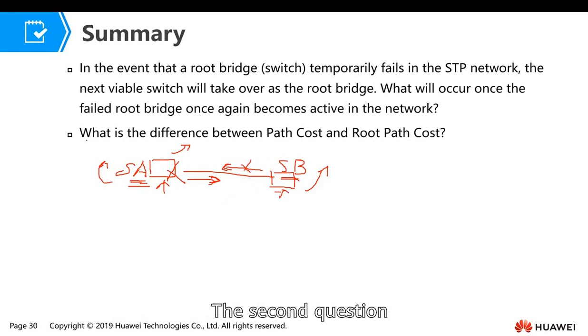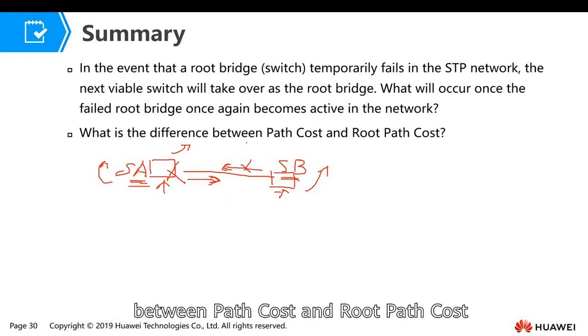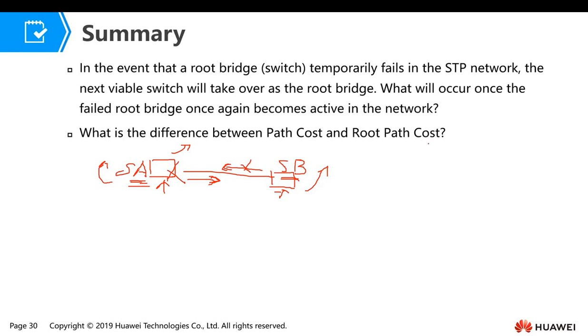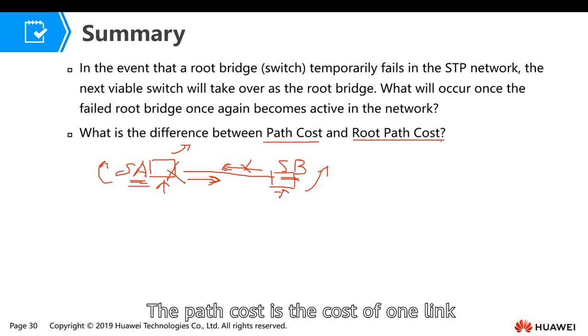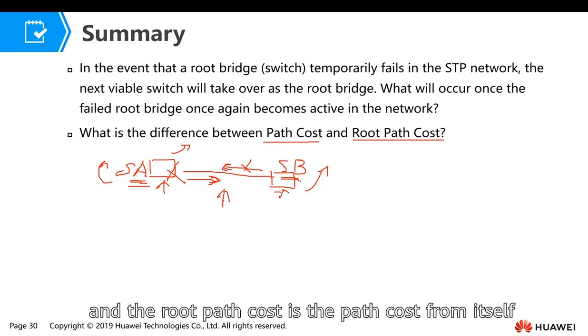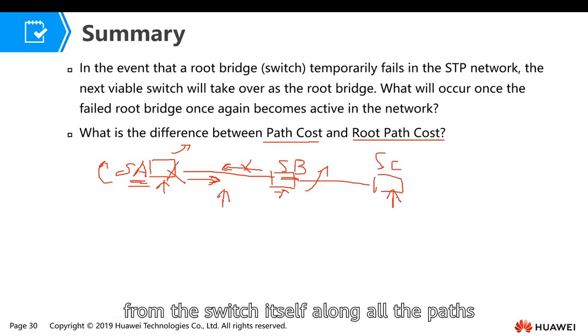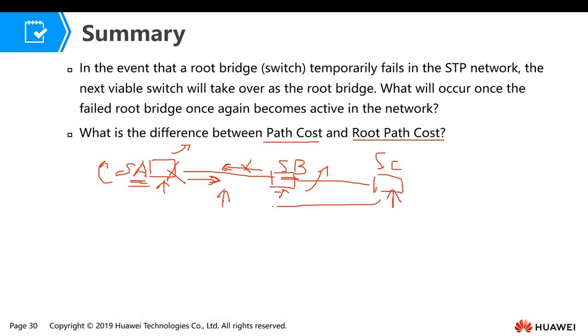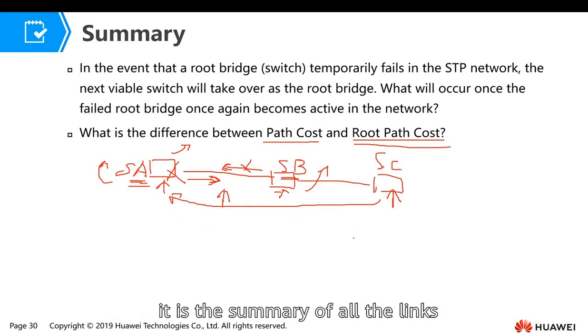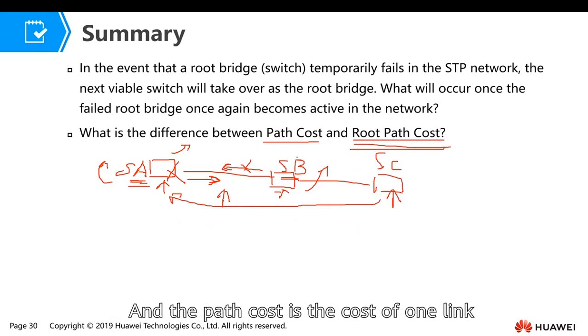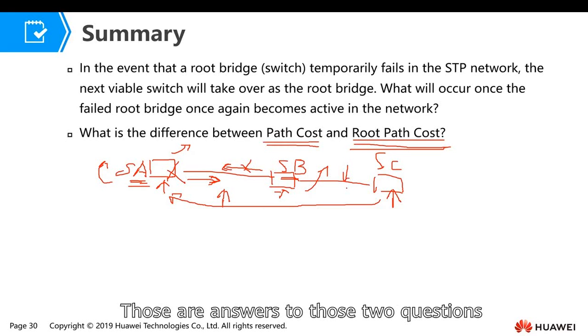The second question: what is the difference between path cost and root path cost? The path cost is the cost of one link. The root path cost is the path cost from the switch itself along all the paths toward the root. The root path cost is the summary of the costs of all the links, and the path cost is the cost of one link. That's the answer to the two questions.